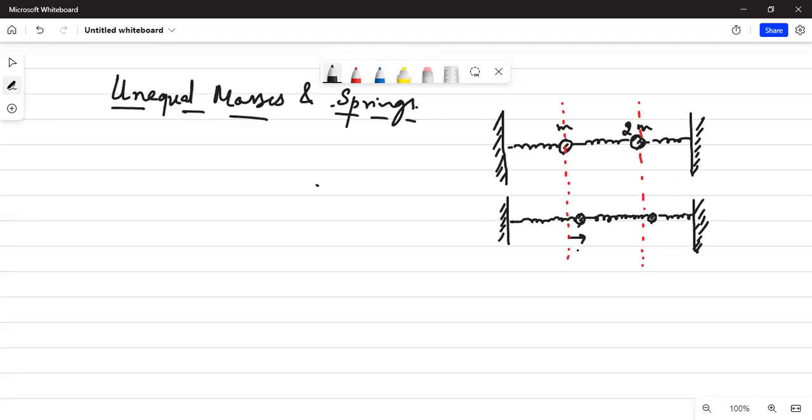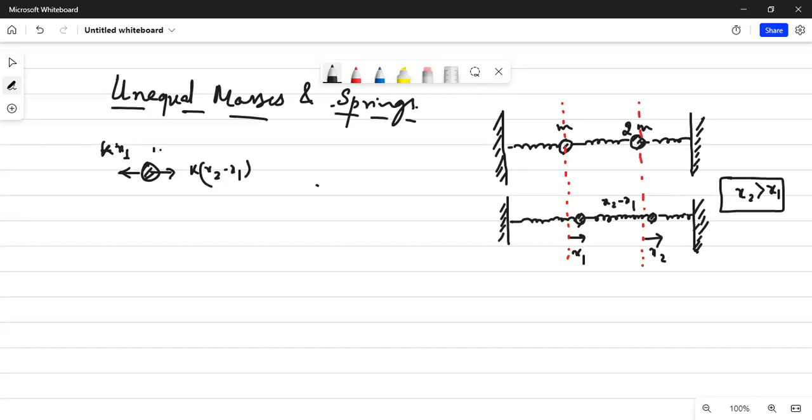So let us say that this mass has moved through x1 and this mass has moved through x2 with the condition that x2 is greater than x1. Then what will happen? There will be a force on mass m, the restoring force kx1, because here it is stationary, and here this particular spring will elongate by x2 minus x1. So there will be a force k(x2 minus x1). This is your first mass, that is the left mass, and the right mass will feel a restoring force kx2 minus x1.